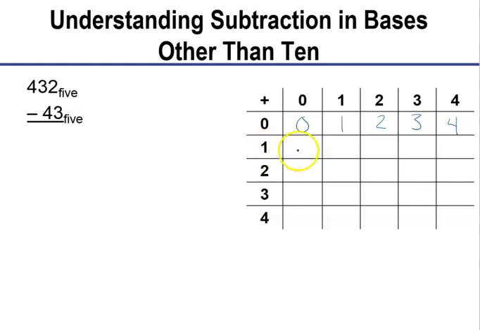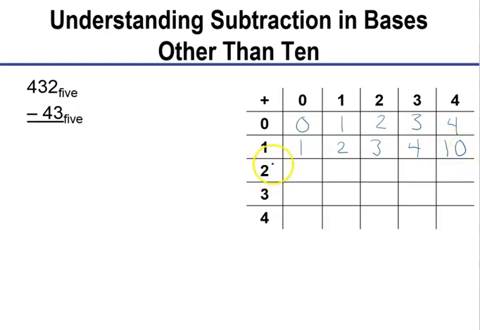Let's keep going. 1 plus 0 is 1. 1 plus 1 is 2. 1 plus 2 is 3. 1 plus 3 is 4. 1 plus 4 is 5. But we don't have a 5, right? The 5 carries over to the next place. So we have 1 5 and 0 1s. Remember, that's not read as 10. That is not the numeral 10. It doesn't represent the number 10. That is 1 5 and 0 1s.